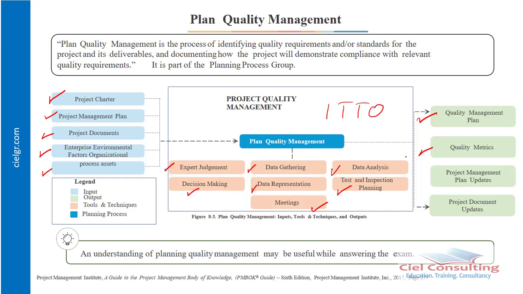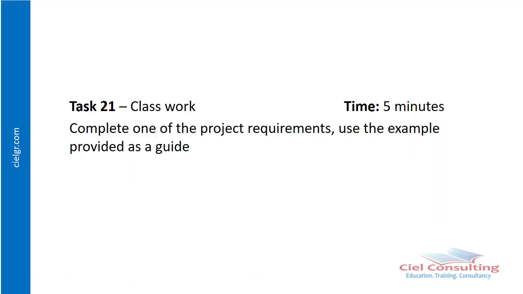So this is basically the standard that the project would accomplish. And then also we now update the project management plan as well as any documents that might need to be updated. So these are some of the outputs that we get after the plan quality process.